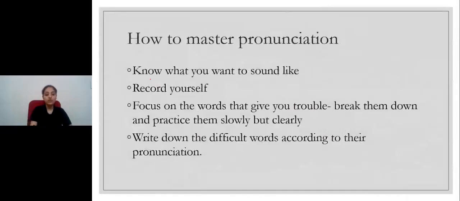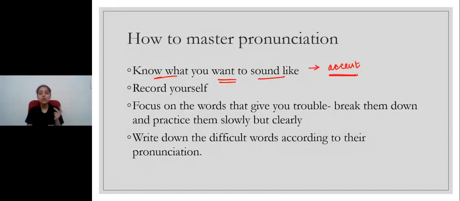The first point that is given to you says, know what you sound like or know what you want to sound like. So if you wish to pick up an accent, we have already discussed that there are varied accents in the English language. There can be the British accent, the American accent, or the Australian accent. The major three accents are the British, American, and Australian accent. So first, you must know what kind of an accent you wish to pick up, or whether you wish to pick up an accent at all or not, right?